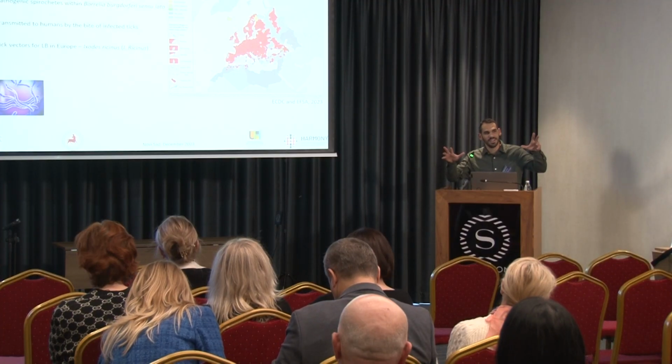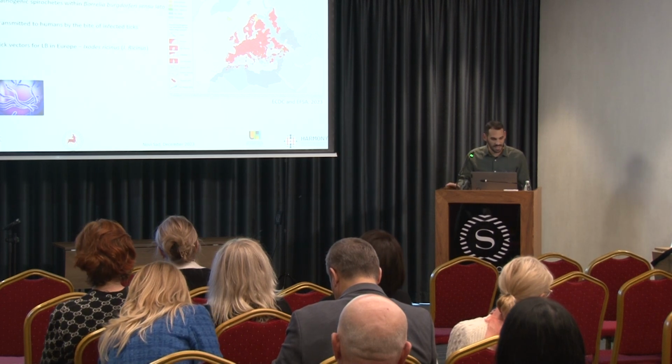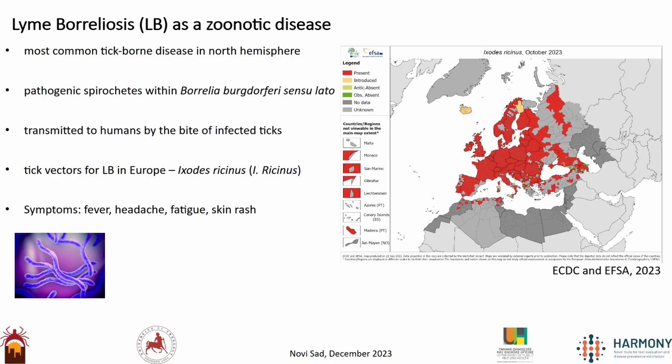And I have added a map that I have seen also in the previous presentations. This map is about the distribution of the tick that is responsible for Lyme borreliosis in Europe. It was generated from VectorNet, I think a synergy between EFSA and ECDC, and we can see the distribution of the tick around Europe. The tick is considered present in the majority of European countries, and up here in Iceland, we can see that the tick is considered newly introduced.